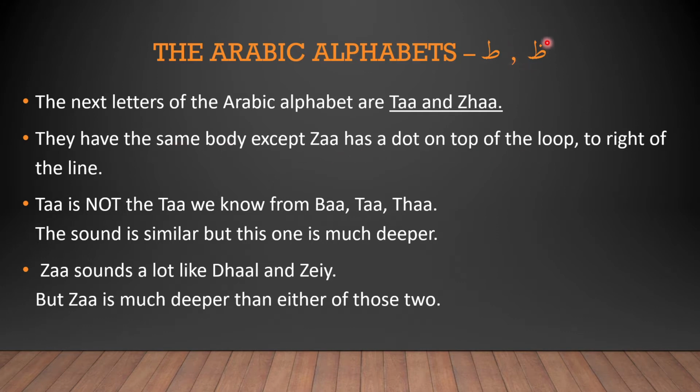This is Zhaa and it has one dot on top, to the right of the line. This Taa is not the ta we know from ba, ta, tha. That ta is like this: it has a body and then two dots. But this is not that ta. This one is different from that ta. It's a more different sound.